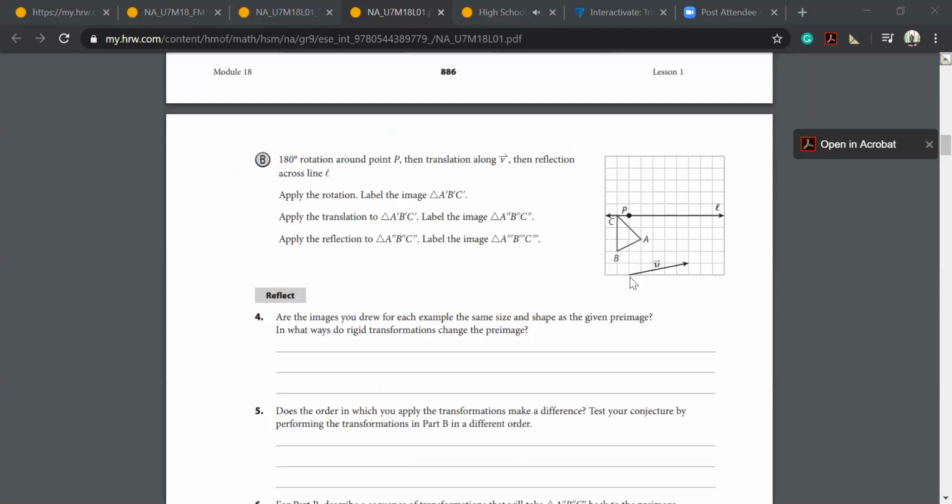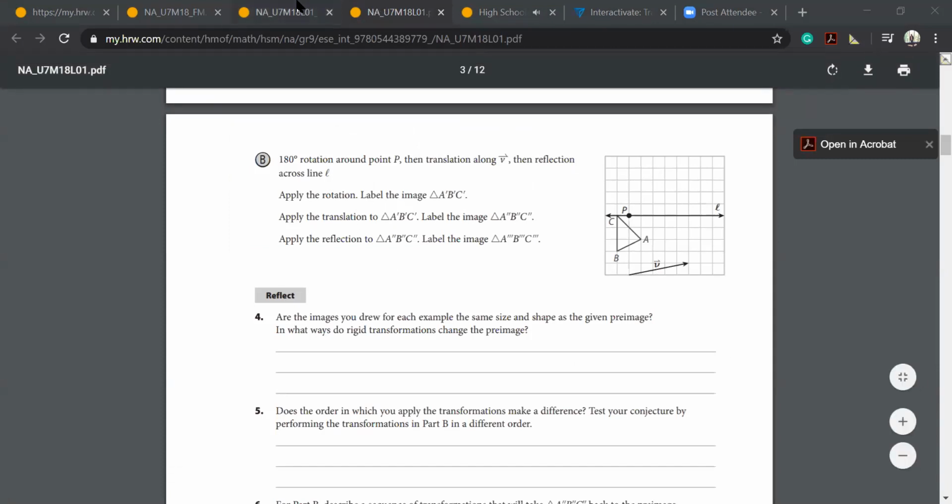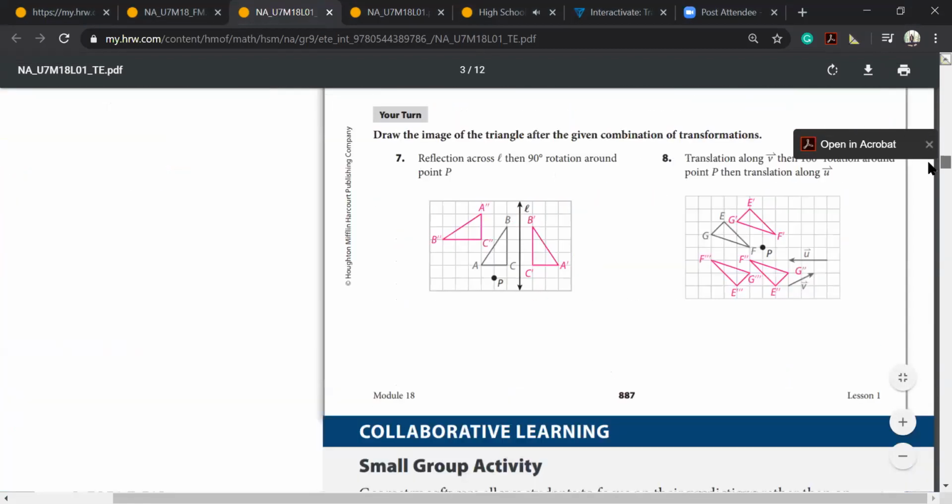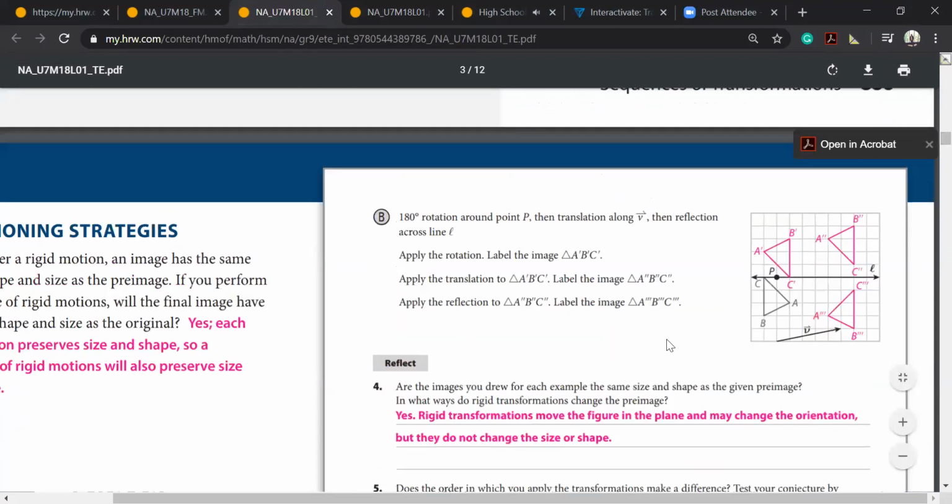And then here I have to translate how many? 1, 2, 3, 4, 5, and 1 up. So each one of the new figure will be translated, and please do not forget to name it A double prime, B double prime, C double prime. In other words, you will be having a shape like this. You will be having a shape like this, like in here.